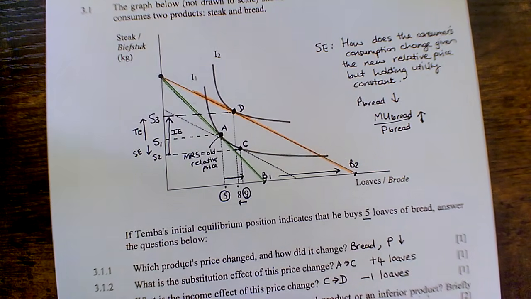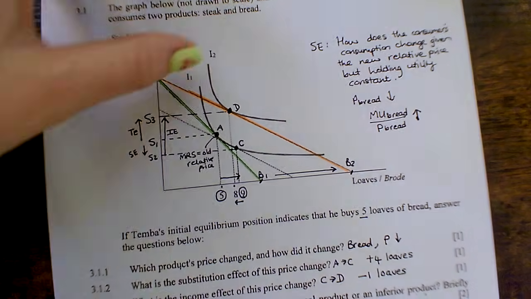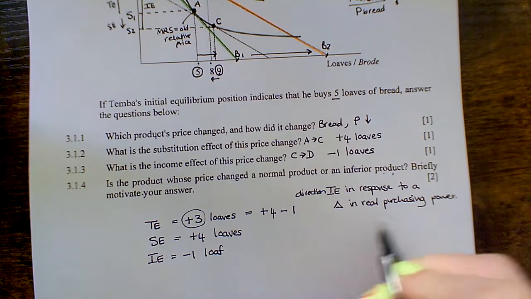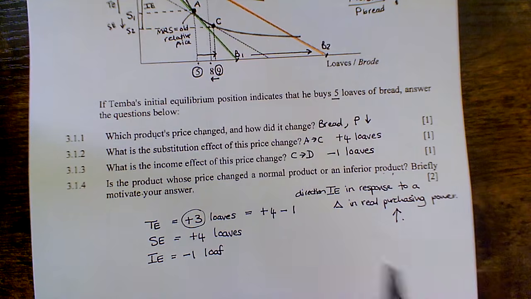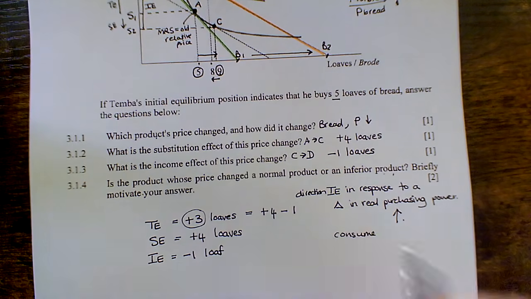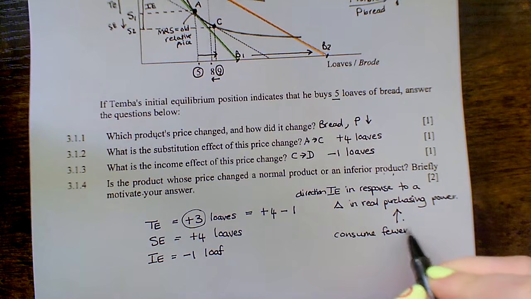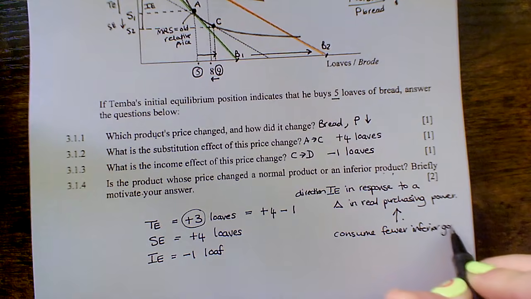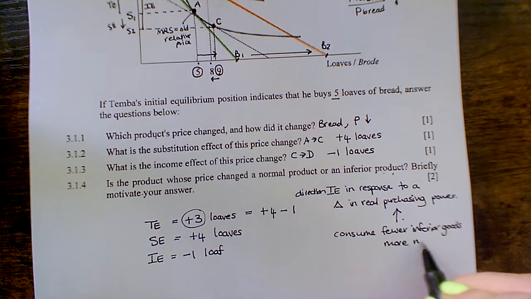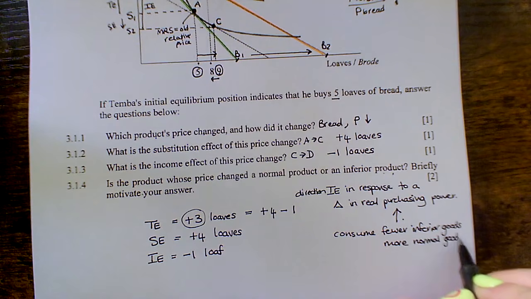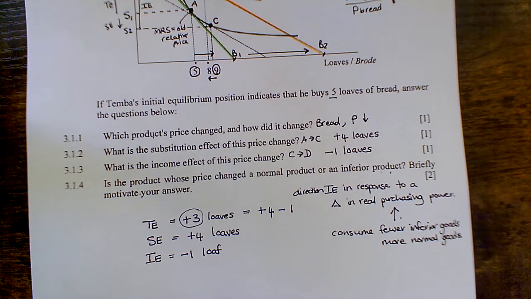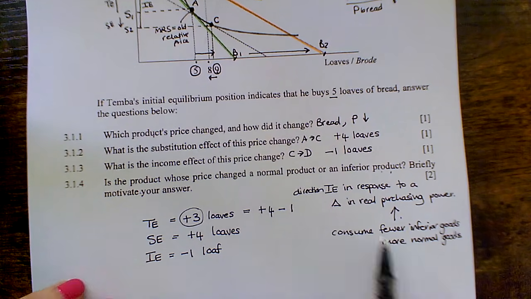So now there are a lot more possibilities available to me. That is the same as saying that my real purchasing power is increased. So in this example, real purchasing power has gone up. And so if we have greater real purchasing power, it means that we will consume fewer inferior goods and more normal goods. Inferior goods are defined as those that we consume less of when we have greater income, greater purchasing power. And normal goods are something we consume more of if we have greater income, greater purchasing power.